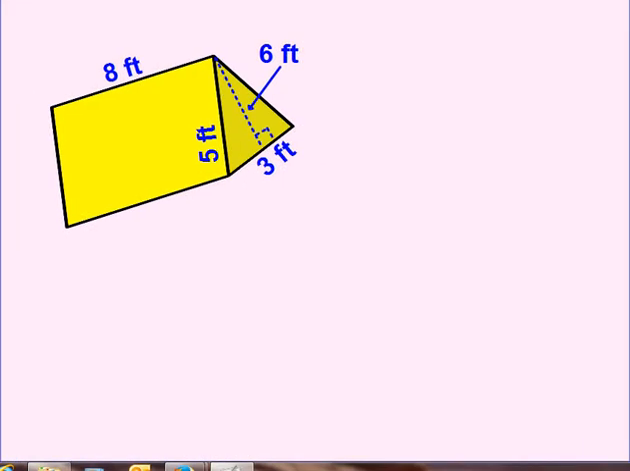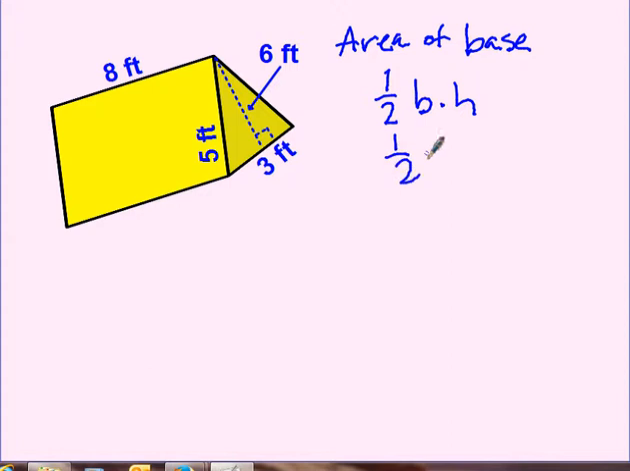Now I have a different type of prism, a triangular prism. Again, before we can start, we need to find the area of the base because that's an important part of our volume formula. In this case, with this prism, our base shape is this triangle on the end. Remember that area of a triangle is half of the base times the height. The base and the height of a triangle have to be perpendicular to each other. So the only ones that are perpendicular are the 6 and the 3. Those are the two measurements that we're going to use.